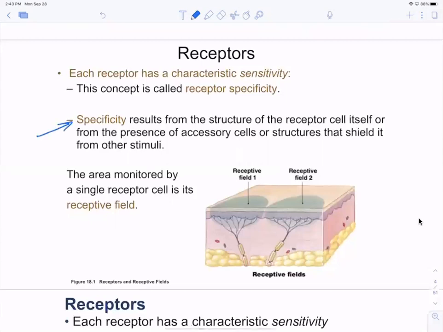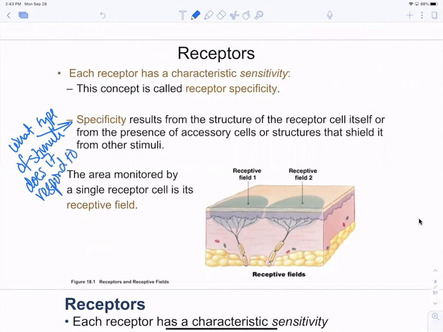So each receptor has a characteristic sensitivity and specificity, right? So specificity is what the receptor actually responds to. What type of stimuli does it respond to? That's specificity.